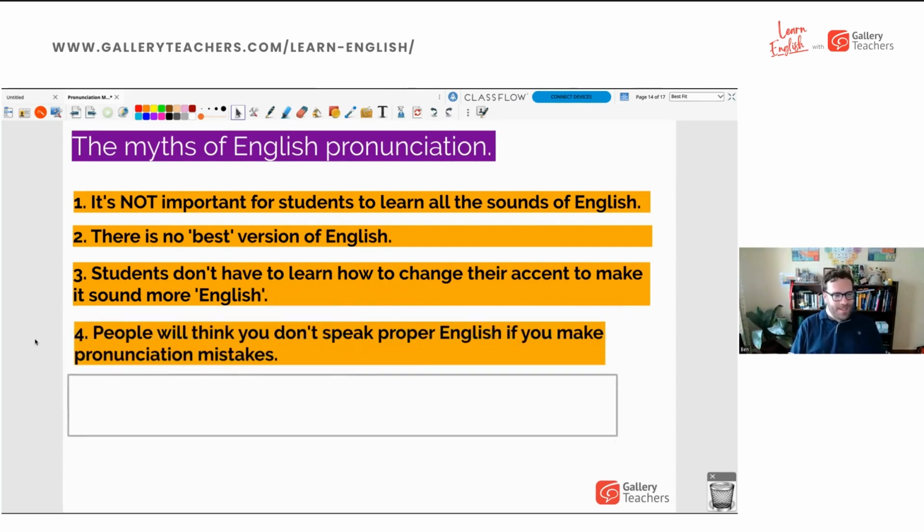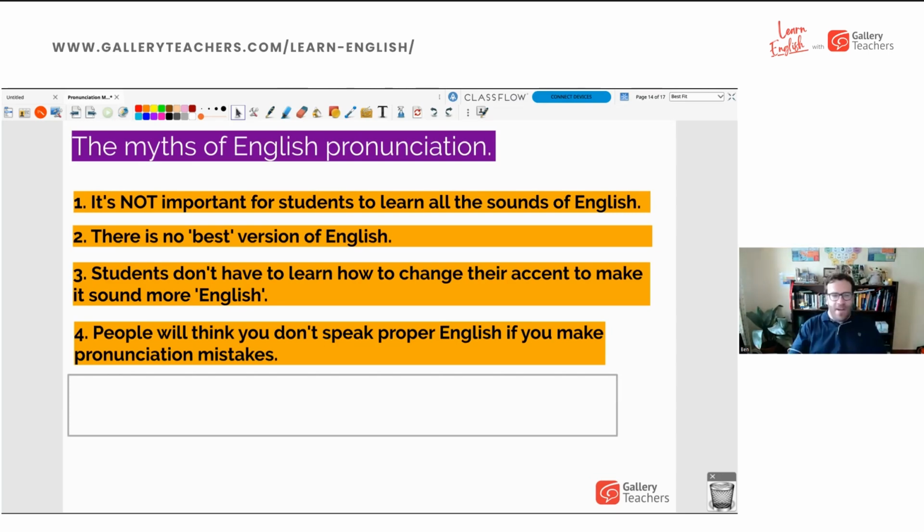Okay, what about this? People will think you don't speak proper English if you make pronunciation mistakes. This is an interesting one. Often when we're learning a language, we think, oh, I don't want to make a mistake, I'm going to sound silly. What do you think? Maybe. Yeah, maybe. It's interesting, Sarah. Anyone else?